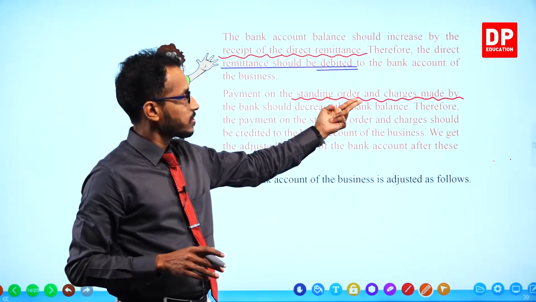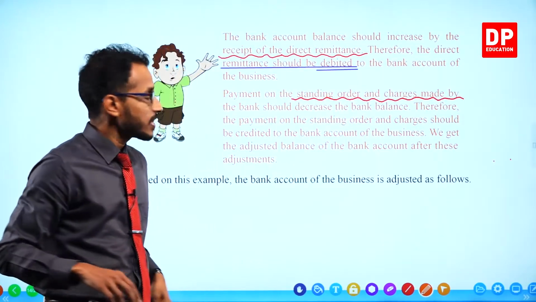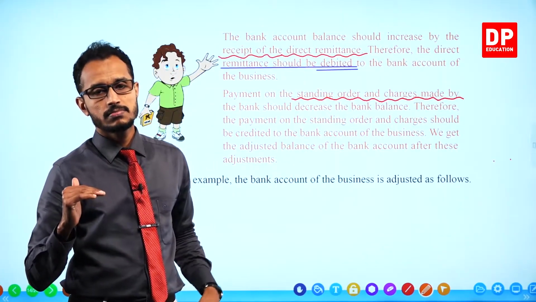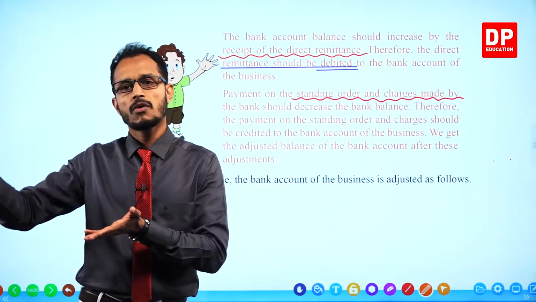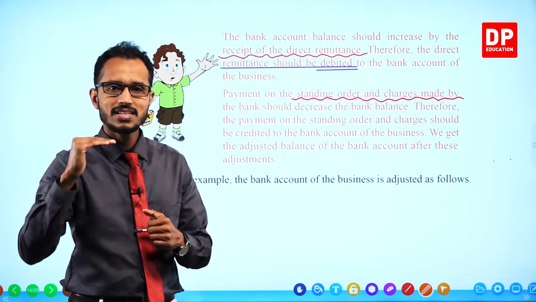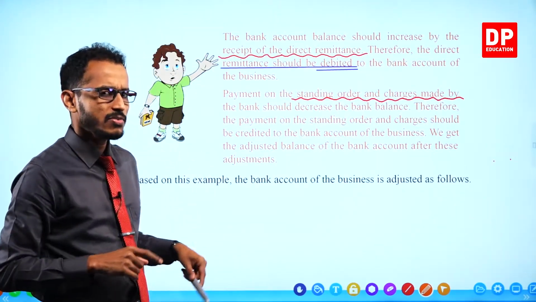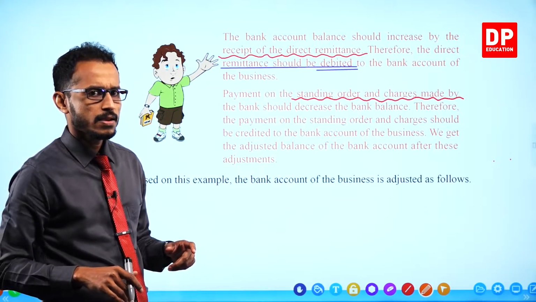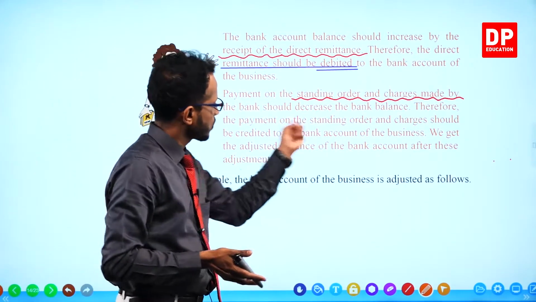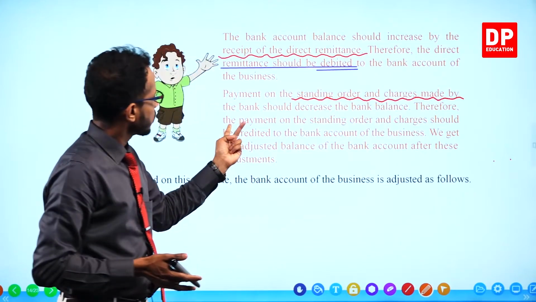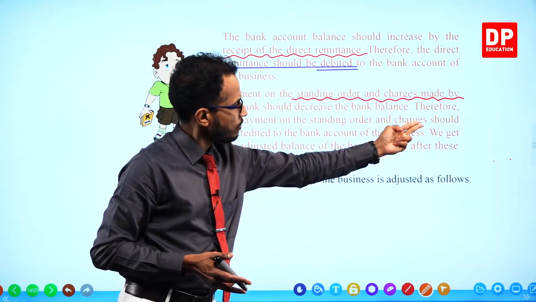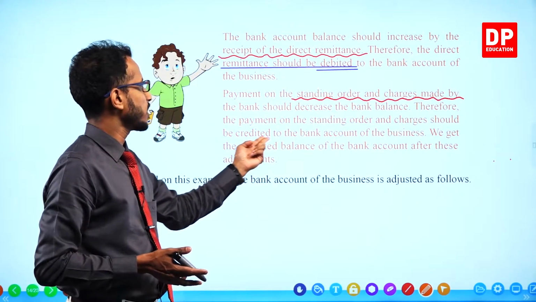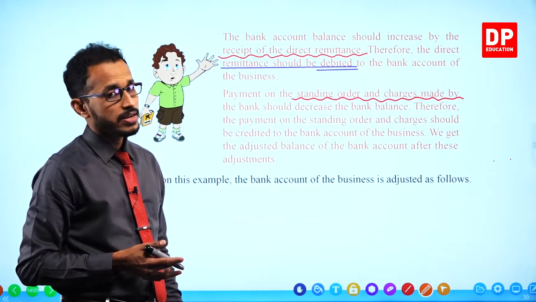Standing orders and bank charges, they decrease the bank balance. They are taken out from our bank account. So the balance is decreased. Then they should be credited, right? Credited, yes. Therefore, the payments on standing orders and bank charges should be credited.